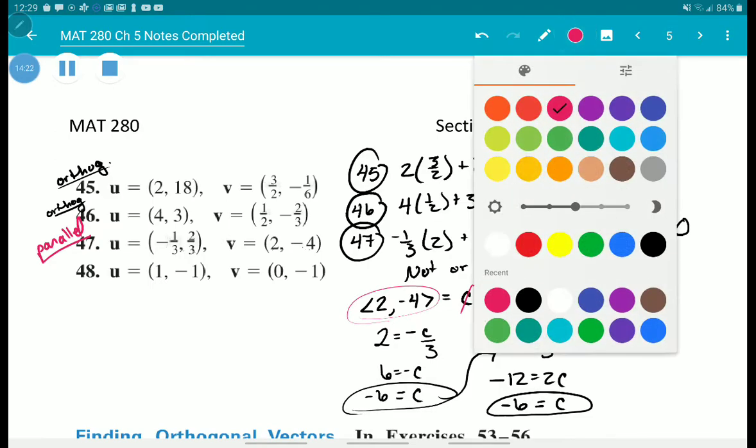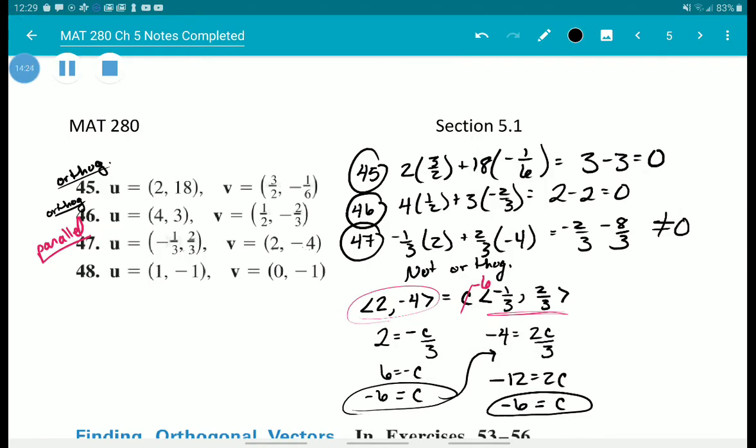And then now let's look at 48. So I'm going to start with that dot product again. If I were to find that dot product, u dot v, I'm going to get 0 plus 1, which is definitely not 0. So we know they are not orthogonal. Now we have to check for parallel.